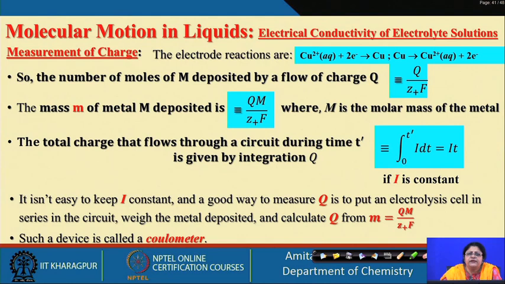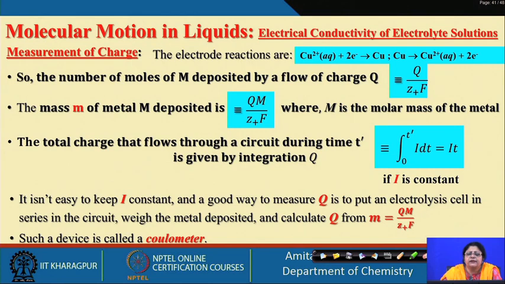But it is not easy to always keep the current constant. So, there is another method which is usually used when you are doing experiments to find out the amount of metal deposited, and that is known as the coulometer. A coulometer is a device in which you have an electrolysis cell which is in series in the circuit. What do we do?